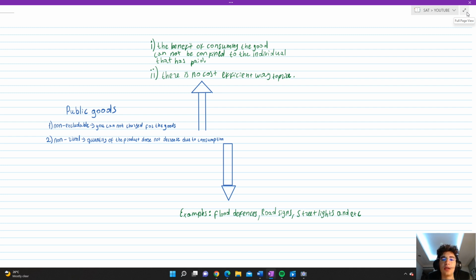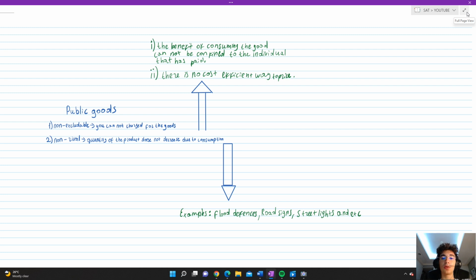And they know that they can do that because their benefit can't be confined just to the person that's paid. So they themselves can benefit without paying. They also know that if that person does pay and they consume, the same amount will be available for them to consume as well. So the incentive for an individual is not to pay for a public good themselves, but to wait for others to pay and to free ride off their contributions.